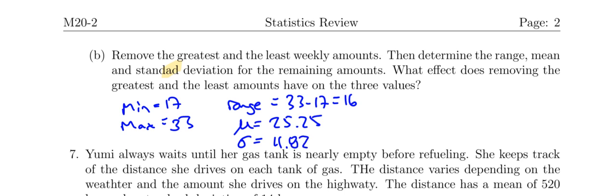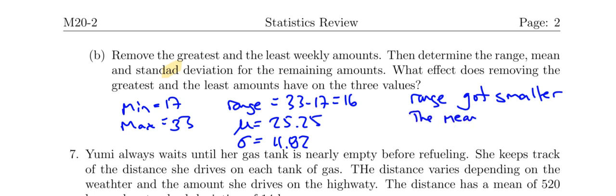So what effect does removing the greatest and the least amounts have on these three values? Well, the range got smaller, and that makes perfect sense because we're bringing the top end down, we're bringing the bottom end up. So the range got smaller here. The mean is basically the same. And again, no big surprise there, because we got rid of a value on the low end, we got rid of a value on the high end that kind of balanced that out. So that really doesn't change anything.